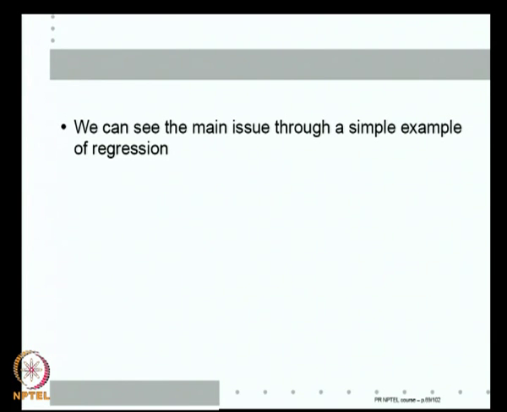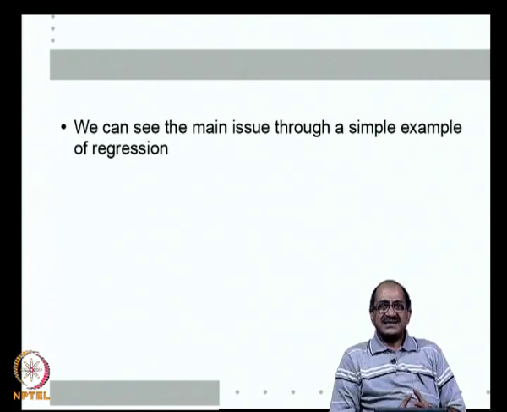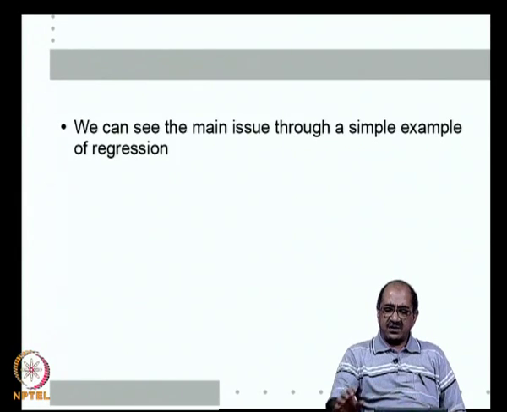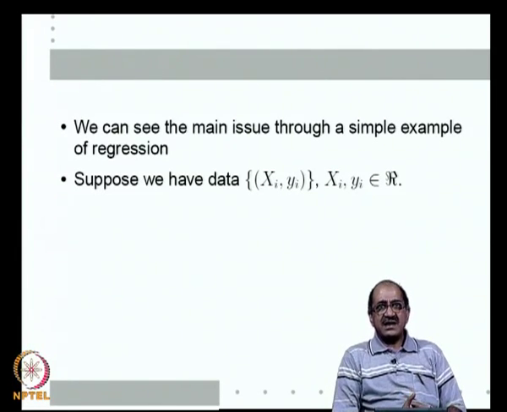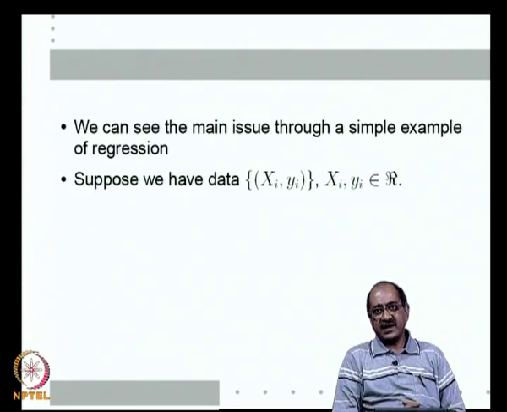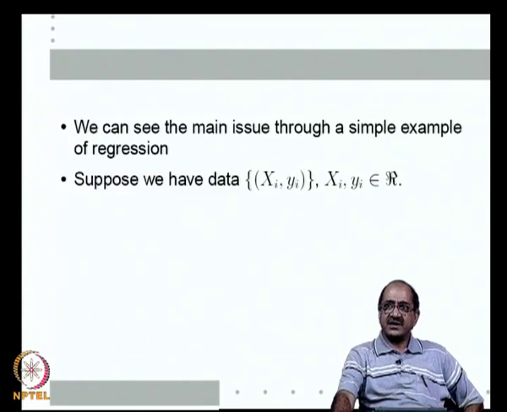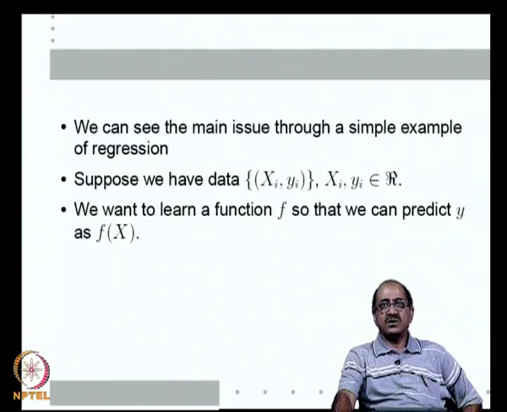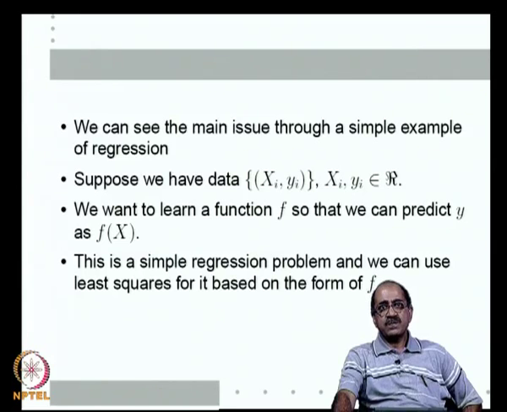So, to ask what this means, let's take a very simple example of regression. Let us say we have one dimensional data x_i, y_i, both x and y are on the real line. This is the standard least squares curve fitting problem that all of us have solved in class 12. You are given points x and y, and you want to find a good functional relationship y is equal to f of x. We want to learn a function so that we can predict y as f of x. Simplest regression problem, we can use least squares for this.